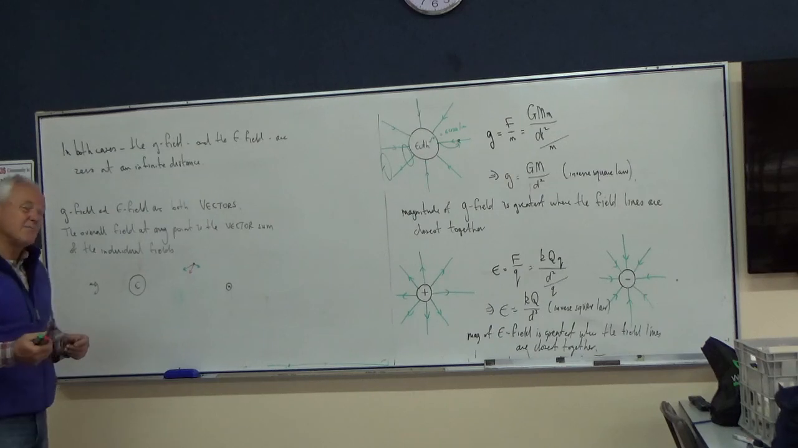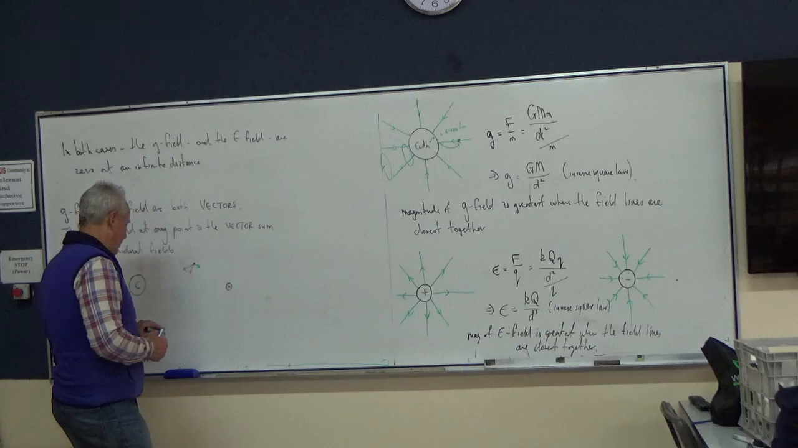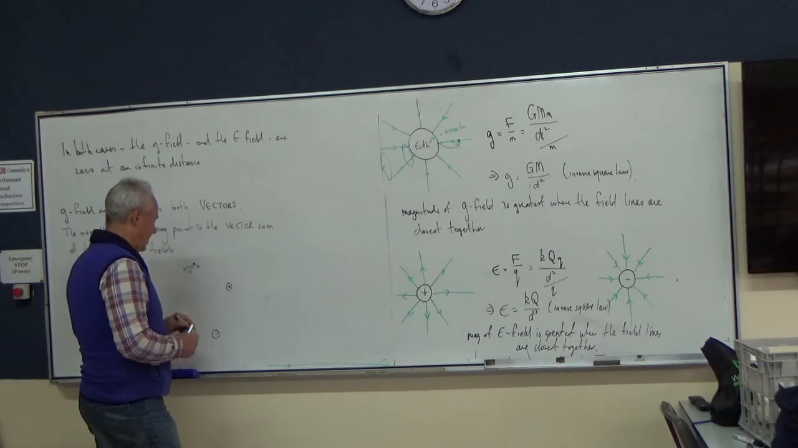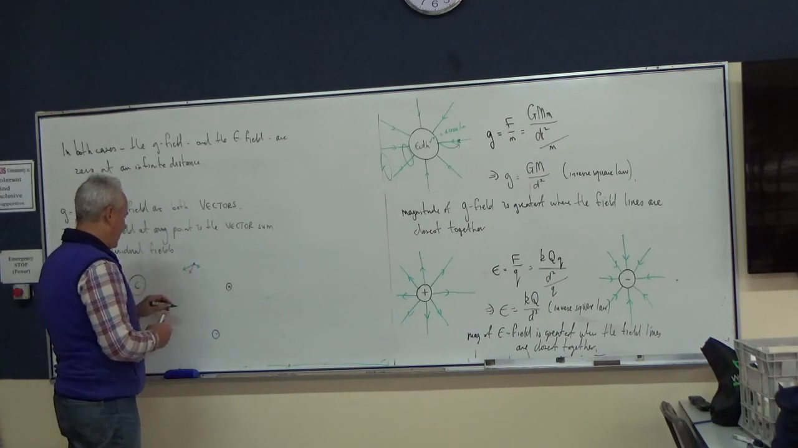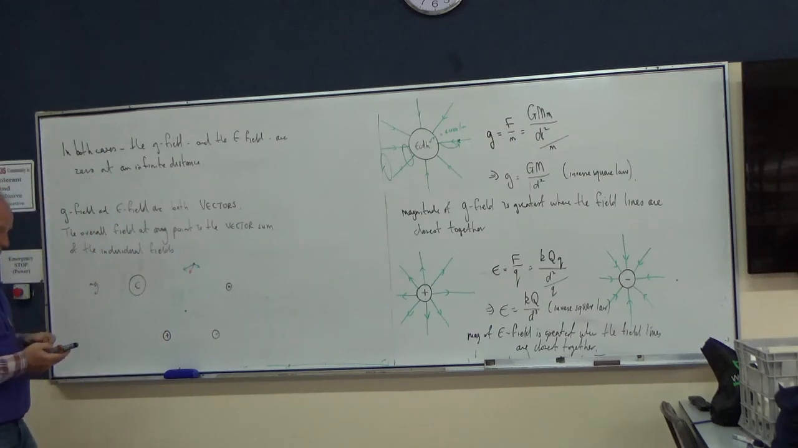And so the same thing applies with charges. Let's have a couple of charges. We'll have equal charges, so I'll have a positive charge here and a negative charge here. At this point here, we're equidistant from both of them.